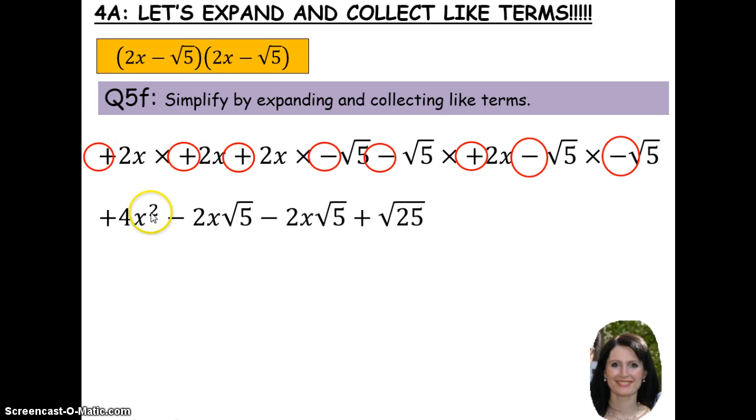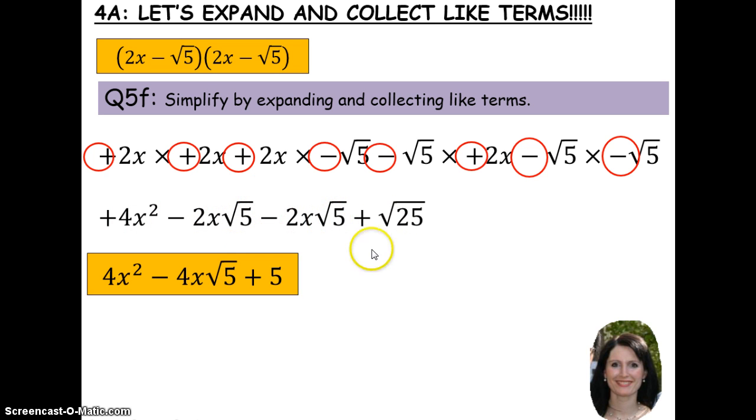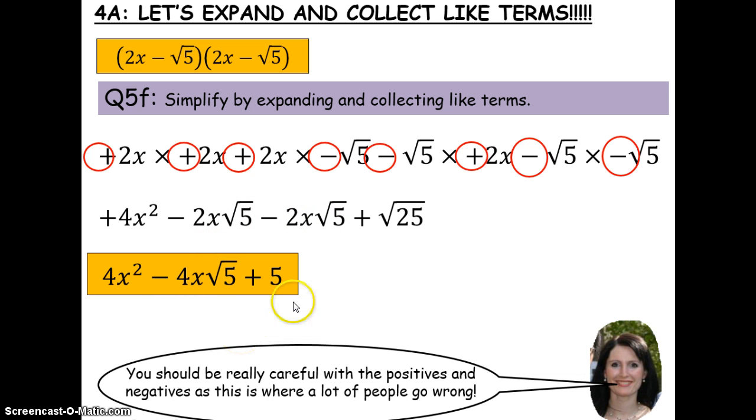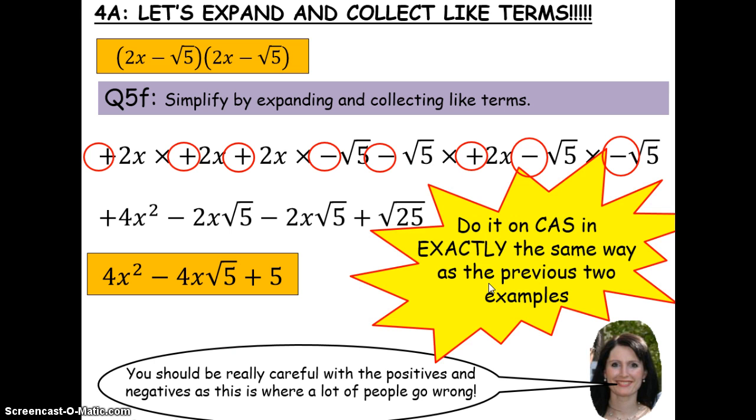2x times 2x, positive 4x squared, minus 2x root 5, minus 2x root 5, plus root 25. We get to know that root 25 is 5, and this negative 2x root 5, negative 2x root 5 becomes negative 4x root 5. Keep being careful with those positives and negatives. And you can do it on CAS in exactly the same way as the previous two examples. Have a go.